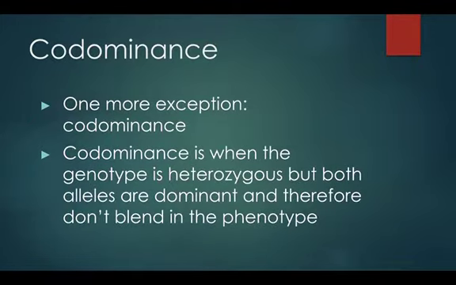Codominance is when the genotype, like we talked about before, genotype is genetic, is heterozygous or different, but both the alleles are dominant and therefore they don't blend in the phenotype. This is the important part. They're not blending. In incomplete dominance, they would blend. However, in codominance, they do not. That's the big thing about it.